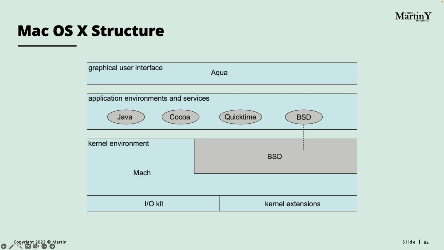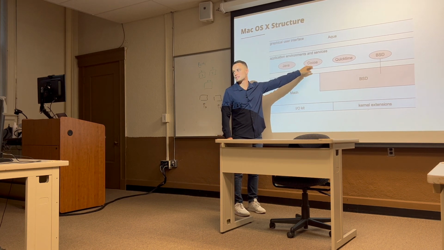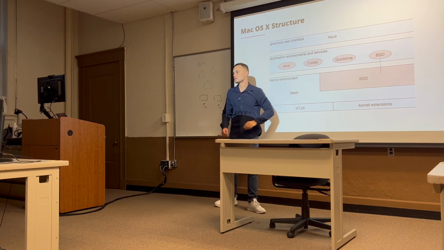That's interesting. Yeah. Okay. So, for example, Java, obviously, this is an API that interacts with Java. Cocoa interacts with C. Okay, so this processes the C code.